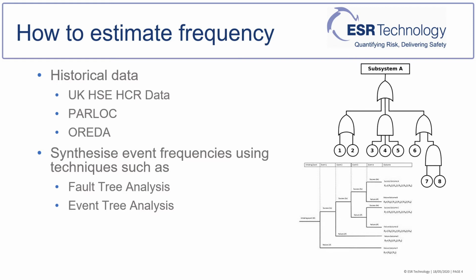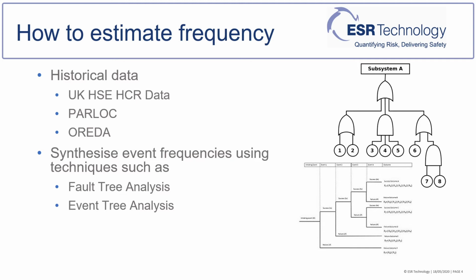Examples of historical data include the UK Health and Safety Executive's hydrocarbon release database, which ESR has a long history of involvement with, and other sources such as ARIDA and PARLOC, which are compiled from analysis of years of operational data. Fault tree analysis is a technique by which many events that interact can be related using simple logical relationships to determine from event frequencies and probabilities the frequency of an undesired top event, such as how failed equipment under particular circumstances can lead to a loss of containment.